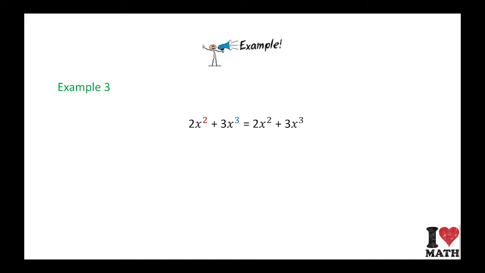Third example, you have 2x squared plus 3x cubed. And you see it's different. You have cube and square. So the exponents are different, which makes the result the same. So you can't change it. It's going to stay 2x squared plus 3x cubed.